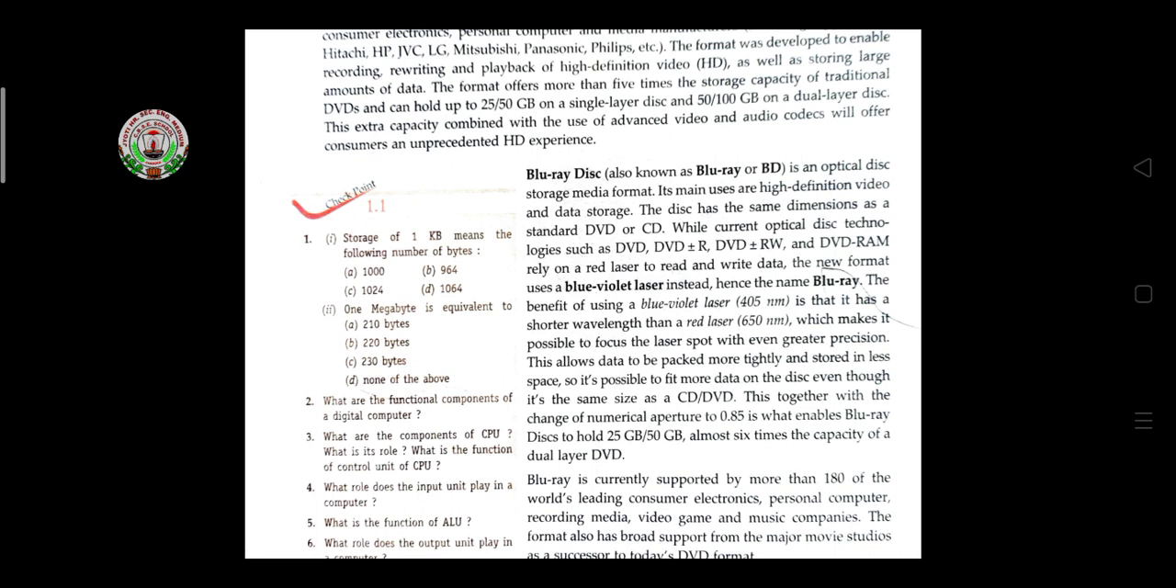The disc has the same dimensions as a standard DVD or CD, while current optical disc technology such as DVD, DVD plus minus R, DVD plus minus RW, and DVD-RAM rely on a red laser to read and write data. The new format uses a blue violet laser instead, hence the name Blu-ray. The benefit of using this blue violet laser is that it has a shorter wavelength.